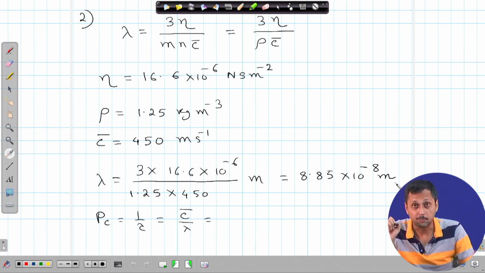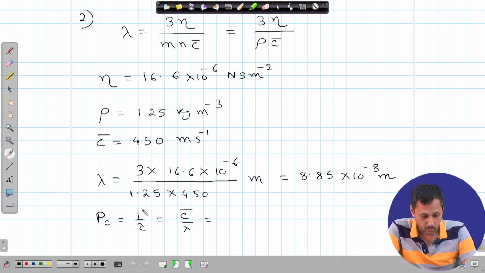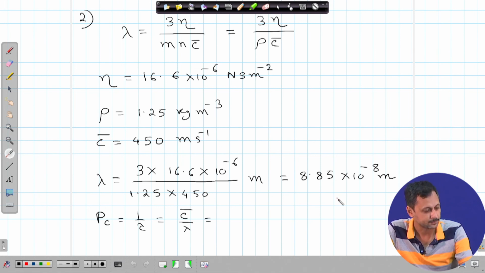meters. Now, the collision frequency is 1 over tau, which is given by c bar divided by lambda. I have not done the calculation here, but you can always find out the number, and as before, in the final version of these notes you will get the full calculation done.